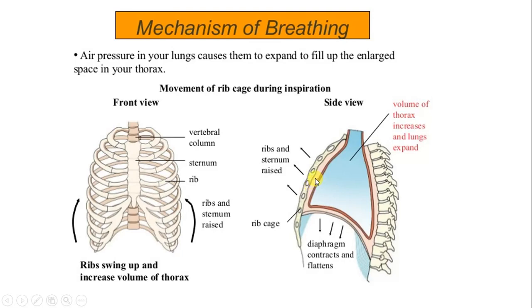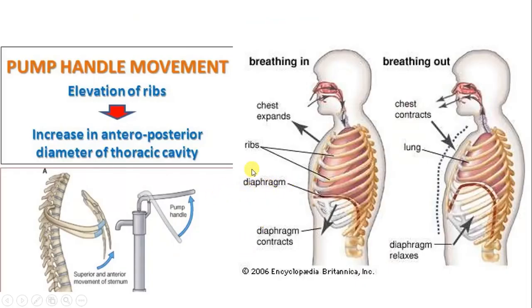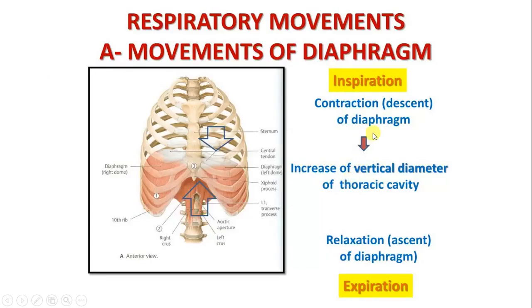So, this causes a further decrease in the intrapleural pressure, meaning pressure in the pleural cavity from -4 to -6, which causes further expansion of the lungs. Keep it in mind that lungs are kept expanded by the negative pressure in the intrapleural cavity of -4 millimeters of mercury. Okay, so here is the pump handle movement shown again to show you the increase in the anteroposterior diameter of the chest wall.